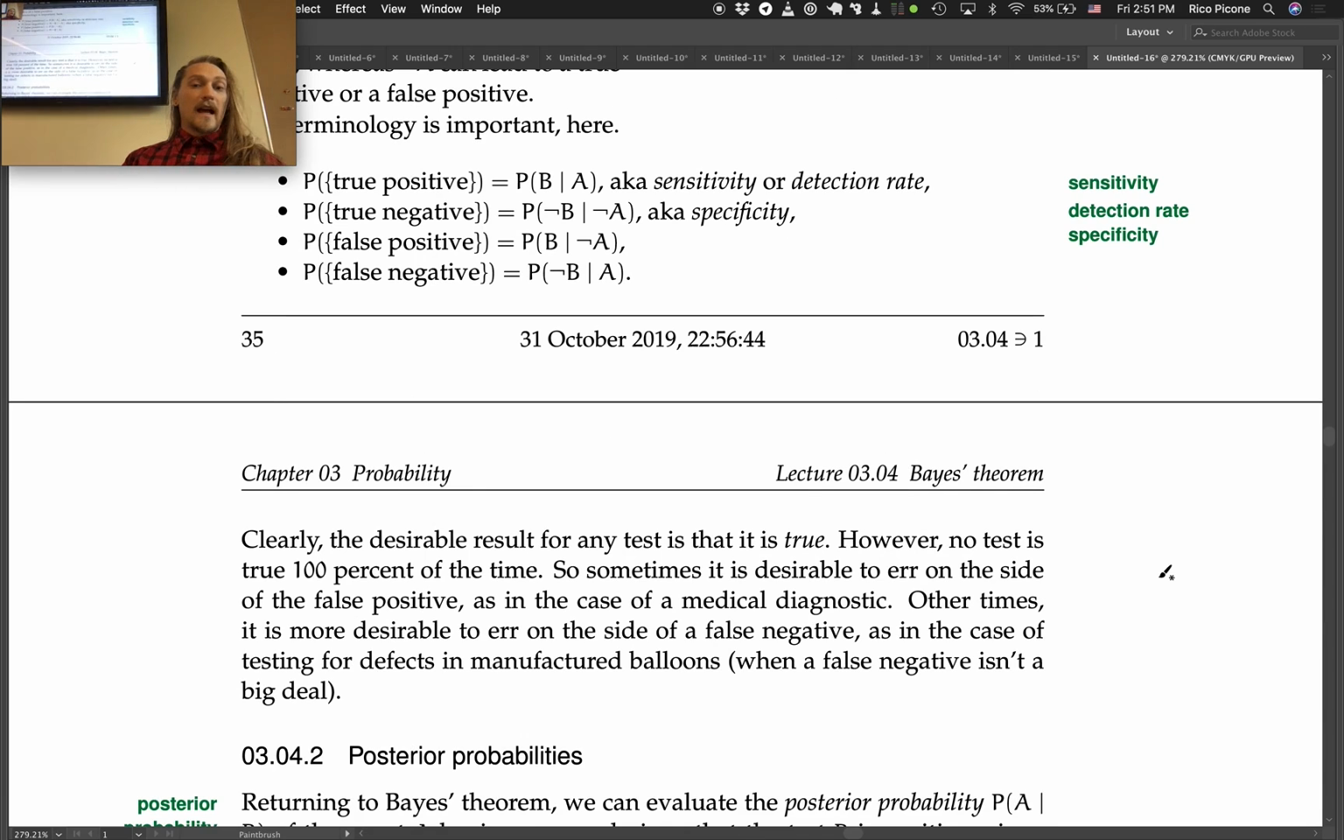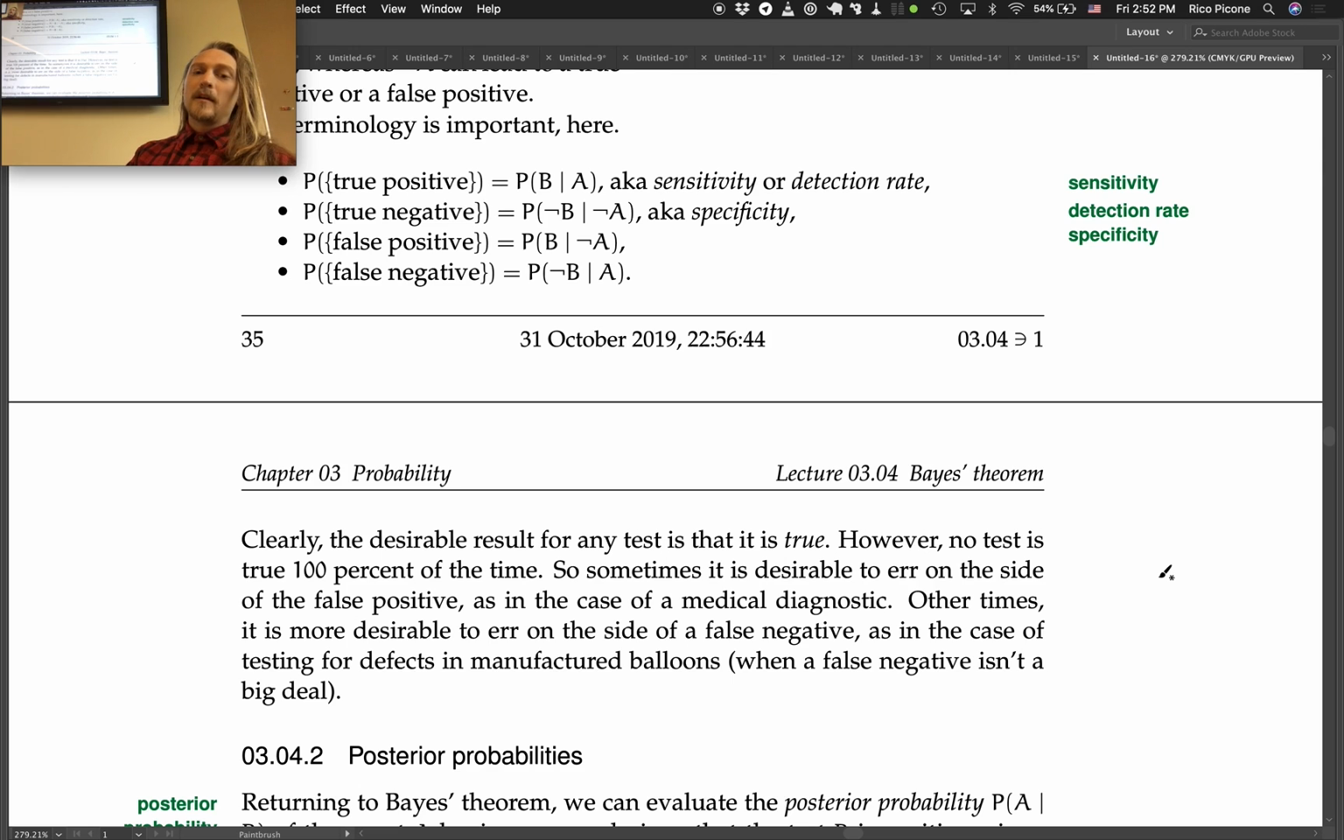So sometimes it is desirable to err on the side of the false positive, as in the case of a medical diagnostic. I mean, it's not awesome, but if you are diagnosed with cancer and then you find out later you don't have cancer, that's a good way to go about things. It's better than the opposite, where they missed it and then later you find out that you had it. So in medical diagnostics, it's not great to have a false positive, but it's also not as important as avoiding the false negative. False negatives are very bad in medical diagnostics.